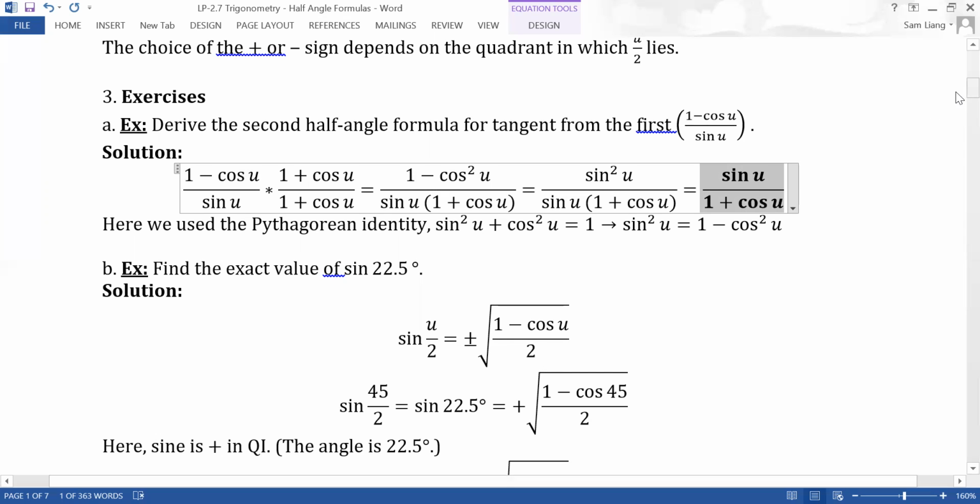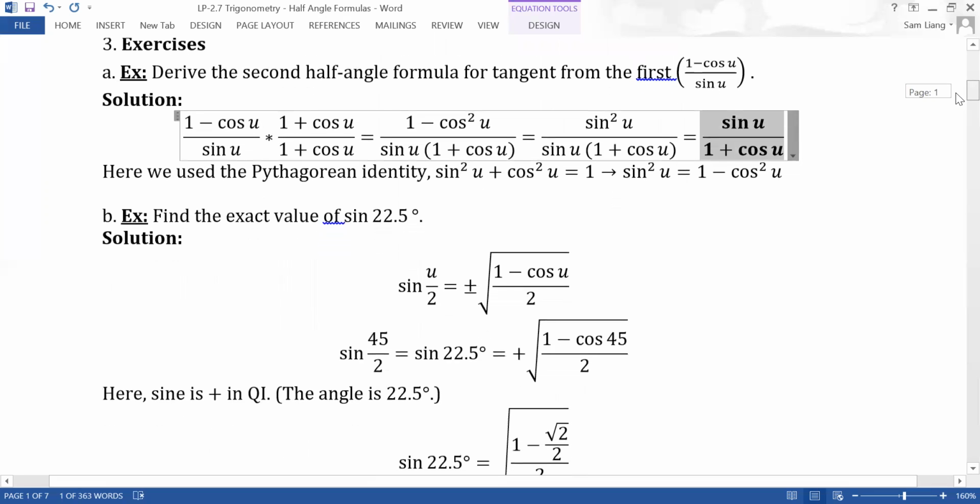All right, from here, let me get to part B. Find the exact value of sine of 22.5 degrees. So we'll have, this is the half angle formula for sine, plus or minus square root of 1 minus cosine u over 2. And then the hardest part about this question is just seeing how this breaks down.